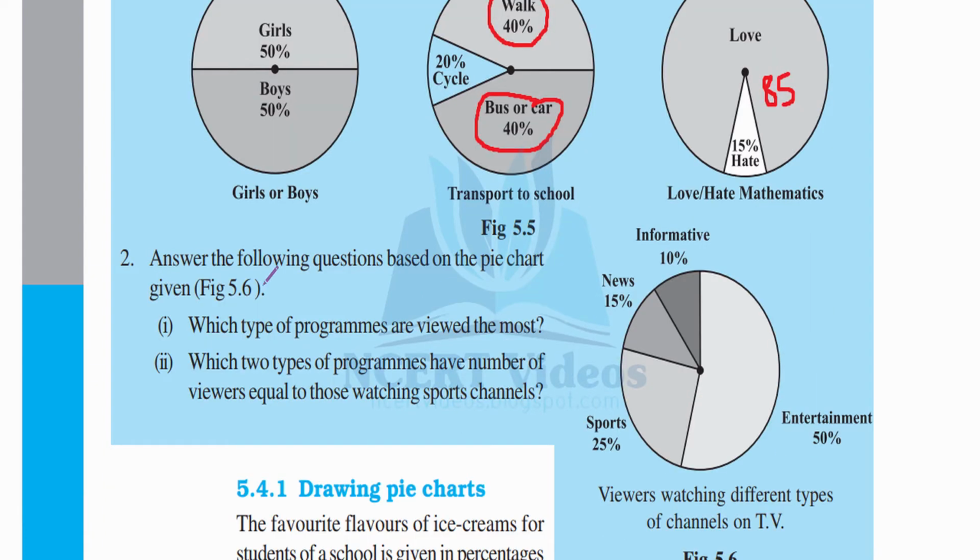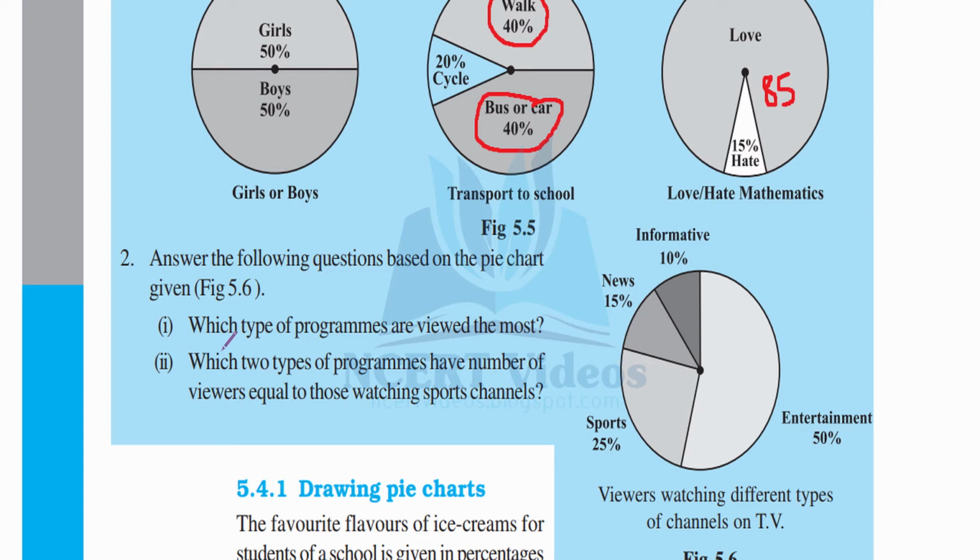Second part, answer the questions based on the pie chart given over here. So let's visualize first of all. This pie chart shows viewers watching different types of channels on TV. So there are different genres of programs shown on a TV. Entertainment is preferred by 50%, that is half of the population. Then sports is preferred by 25%, news by 15%, and informative by 10%.